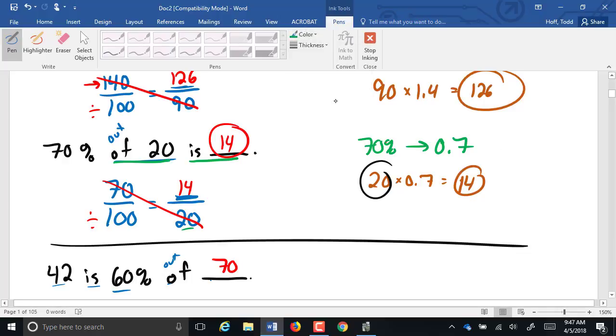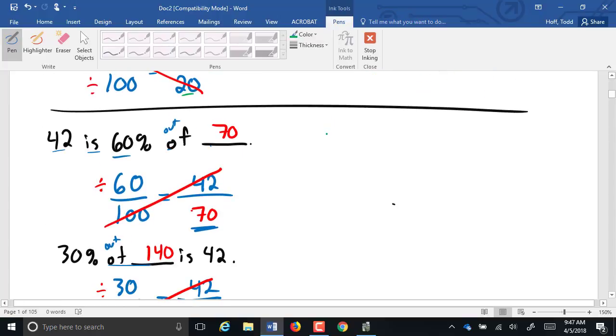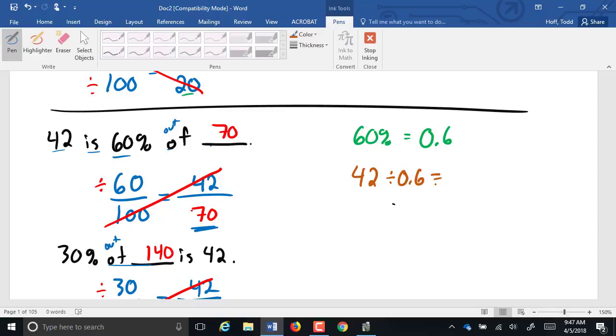Where the rate method becomes a little more confusing is when we get into different types of problems. This one here, we have 60%. What does that become as a rate? 0.6. Now in this case, it would not be 42 times 0.6, it would be 42 divided by 0.6, because what we have is the portion of interest, and we're looking for the whole amount, the base amount. That would be the 70.